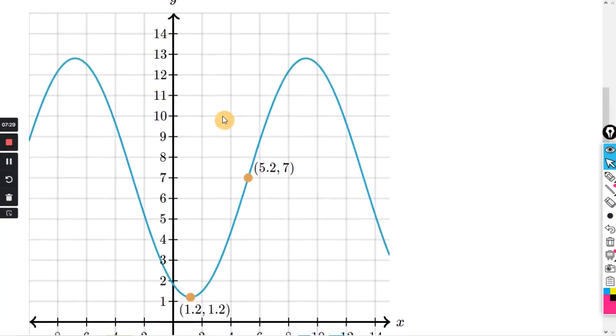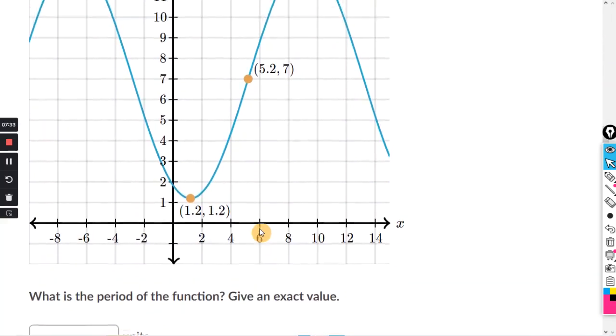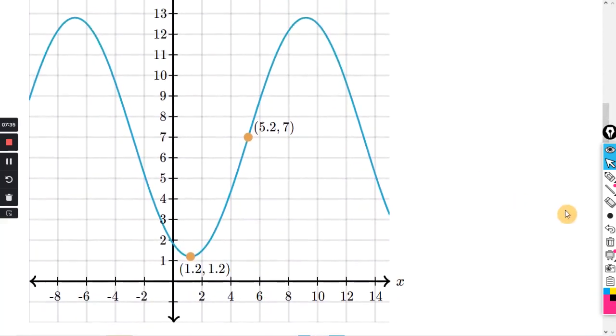The write-up doesn't matter much. You can see the coordinates on the graph. What is the period of the function? Okay, so once again, here's a max. Go down to the min, here's a max. Okay, so this whole thing up here would be the period.